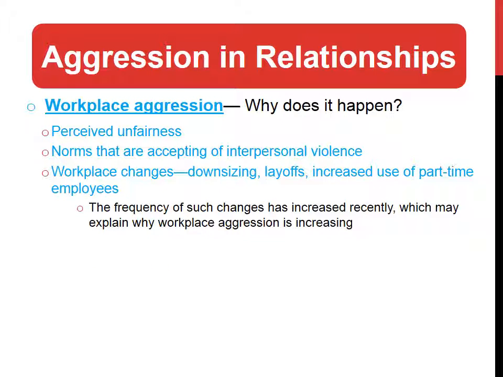Now, why does workplace aggression occur? There are many reasons for this. Firstly, it could occur because of perceived unfairness, where a group or an individual may feel that they are not being treated fairly. And so they try and deal or cope with this perceived injustice by using force or aggression.